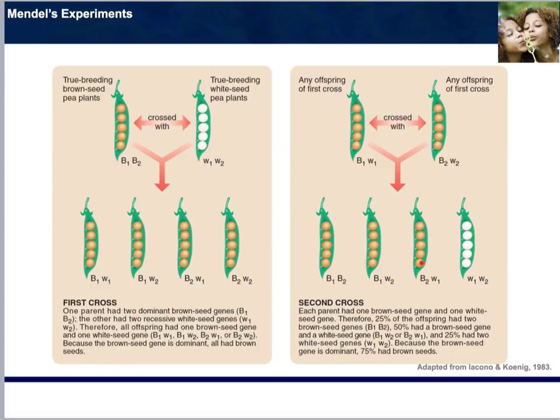Should these two ever be crossed with each other, they would have very similar results, or similar offspring to this right here, whereas about 75% of them would have brown seeds, and 25% of those would have recessive traits.